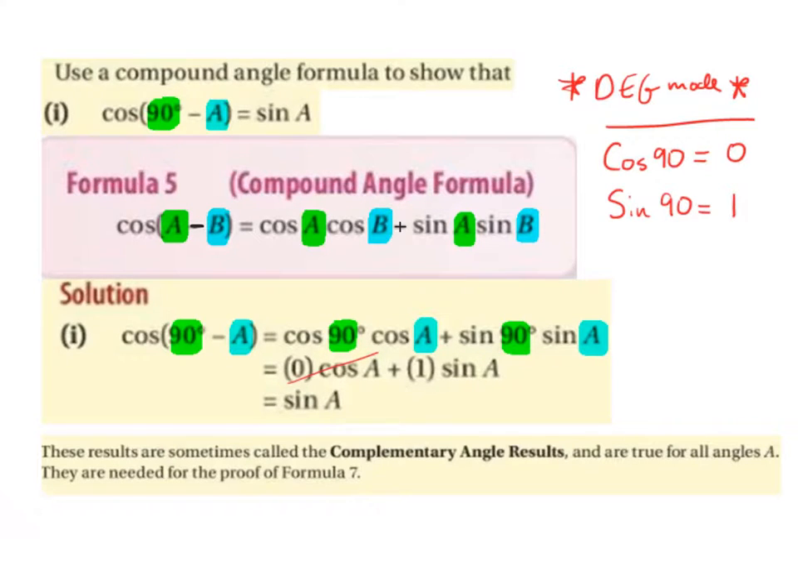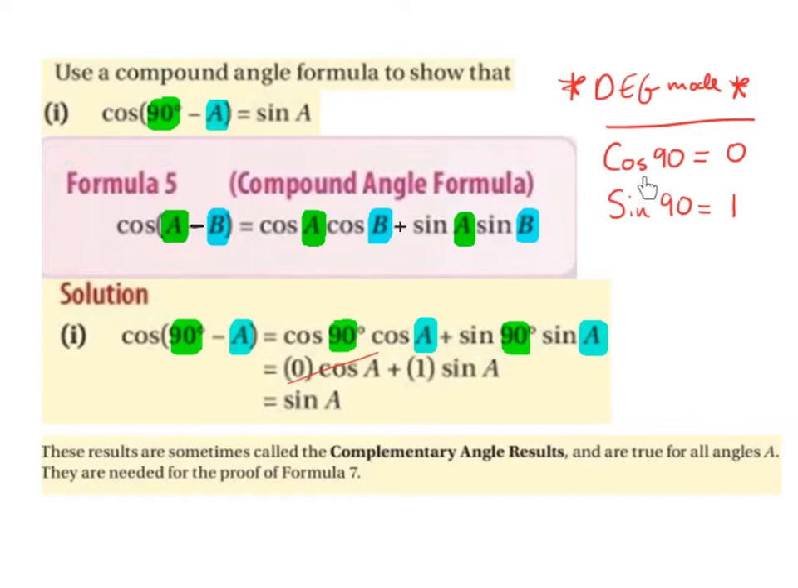So everywhere on the right hand side of our equal sign in our formula that we see an A, we're going to swap it with 90 degrees. And everywhere that we see a B, we're going to swap it with A. So cos of 90 degrees minus A becomes cos of 90 degrees, because we swap the A for 90 degrees, cos of A, because we swap the B for A, plus sine of 90 degrees, because we swap the A for 90 degrees, sine of A, because we swap the B for A.